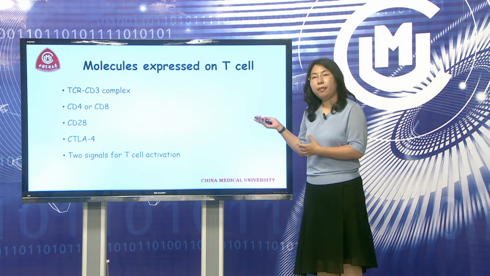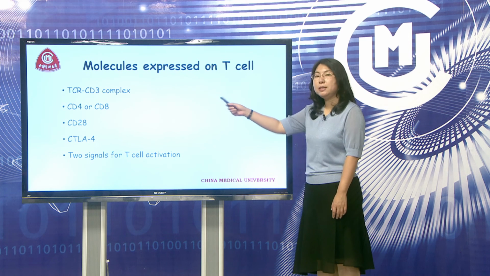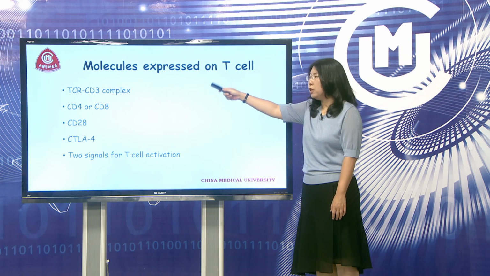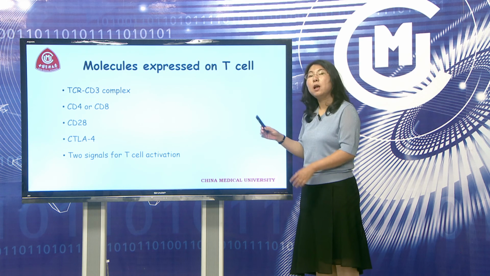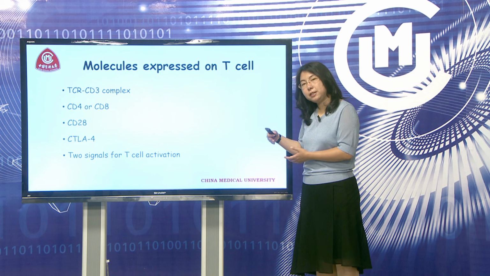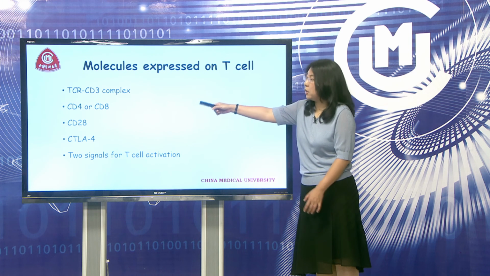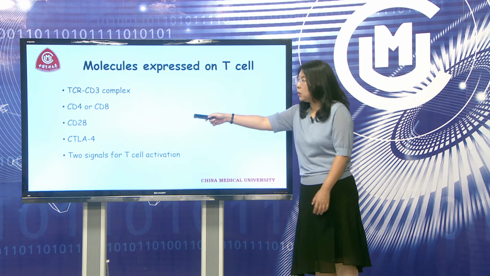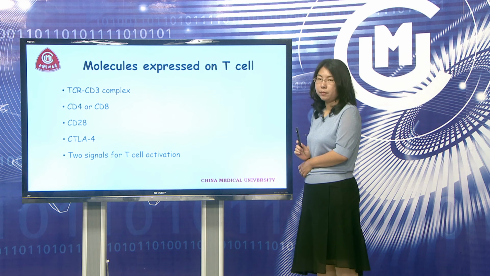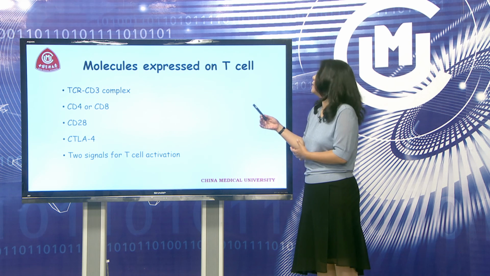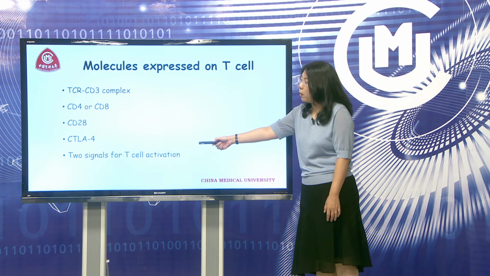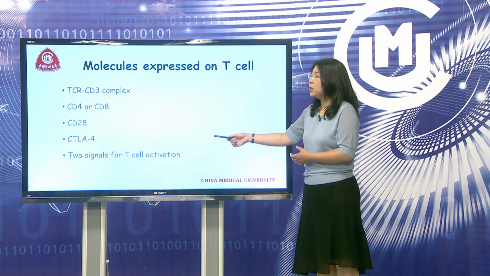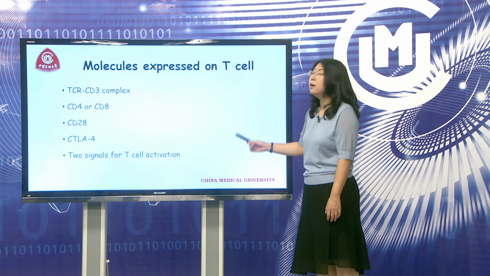So in this section, we learned the molecules expressed on the T cell. The TCR-CD3 complex recognizes antigen and transfers the antigen signal. The CD4 or CD8 helps the TCR transfer this antigen signal, and we also call CD4 or CD8 the co-receptor. CD28 binds with B7. This CD28 is the second signal for T cell activation, and we also call it the co-stimulatory signal. CTLA4 is expressed on activated T cells and belongs to the regulatory mechanism, so it will reduce the immune response.